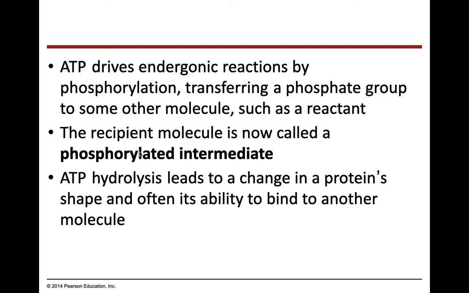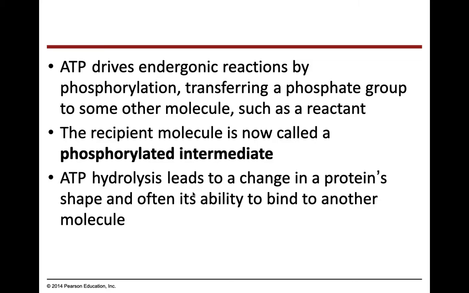The recipient molecule is often called a phosphorylated intermediate. And it's called an intermediate because it's not going to be permanently activated or heightened in terms of its energy. It's going to have a specific job that uses that phosphate temporarily, and once that job has occurred, the phosphate is going to detach. And this causes a constant cycle of ATP being used, and that phosphate being recycled to go to ADP to form ATP.